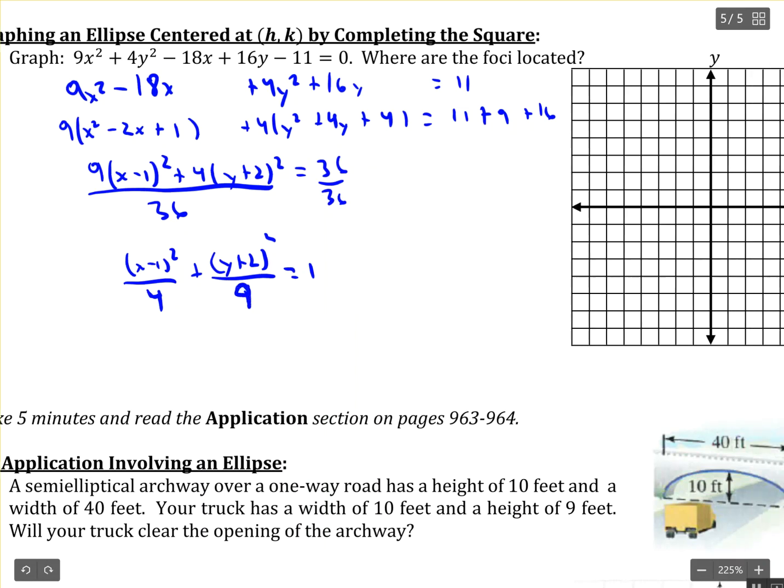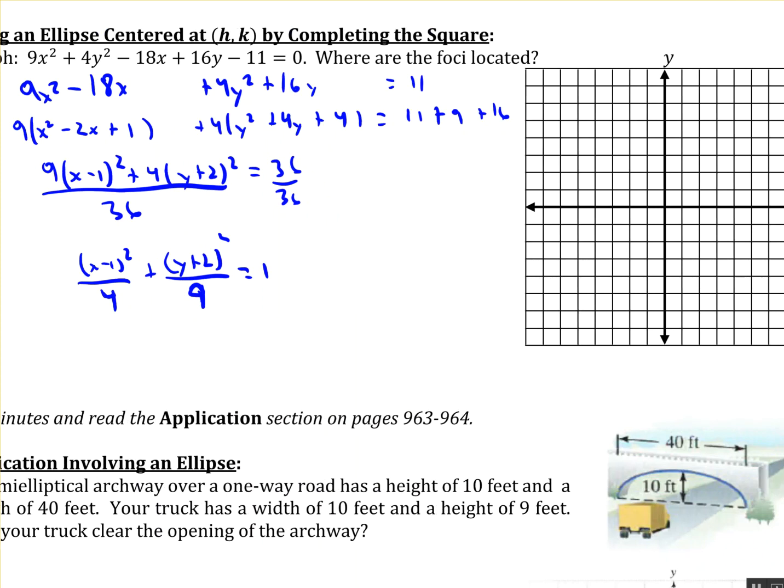And now 1 comma negative 2 is my center, right, from x minus 1 and y plus 2. I'm going to go left 2 and right 2 for my co-vertices. Up 3 and down 3 for my vertices. So my major axis is vertical in this one.